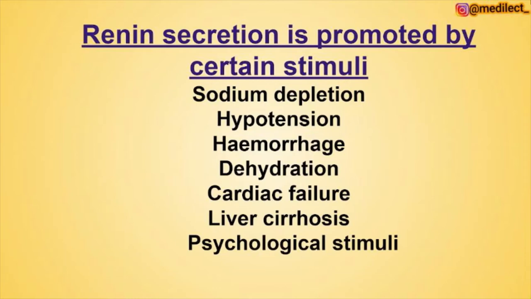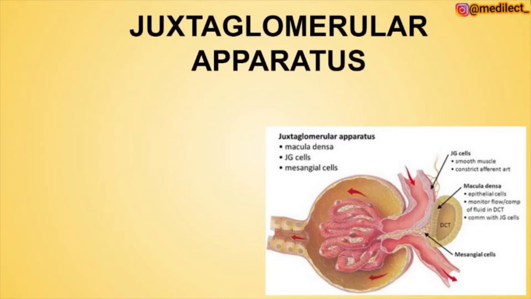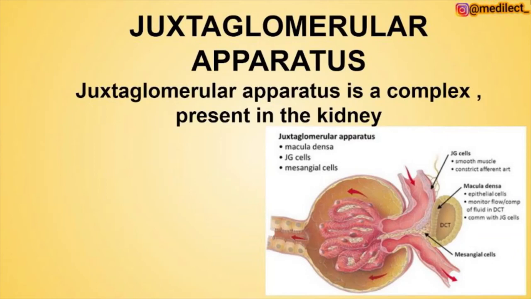These all promote the renin secretion. Now, the very important topic, that is the juxtaglomerular apparatus. Till now, we discussed that this particular apparatus causes releasing of the renin and all. But what is this apparatus actually? The juxtaglomerular apparatus is a complex present in the kidney.